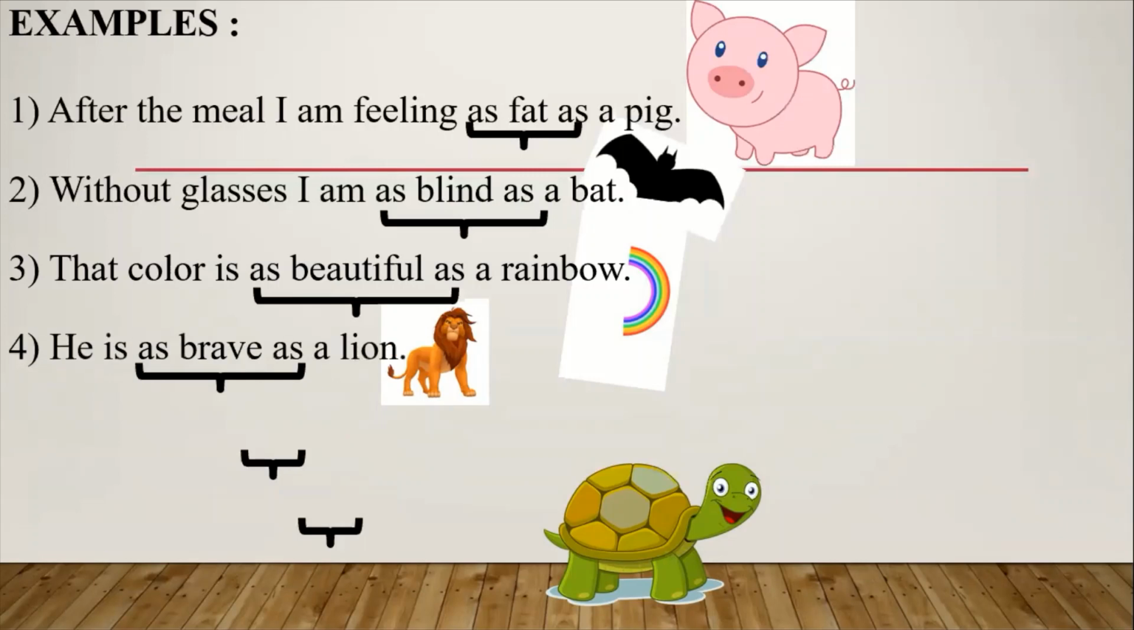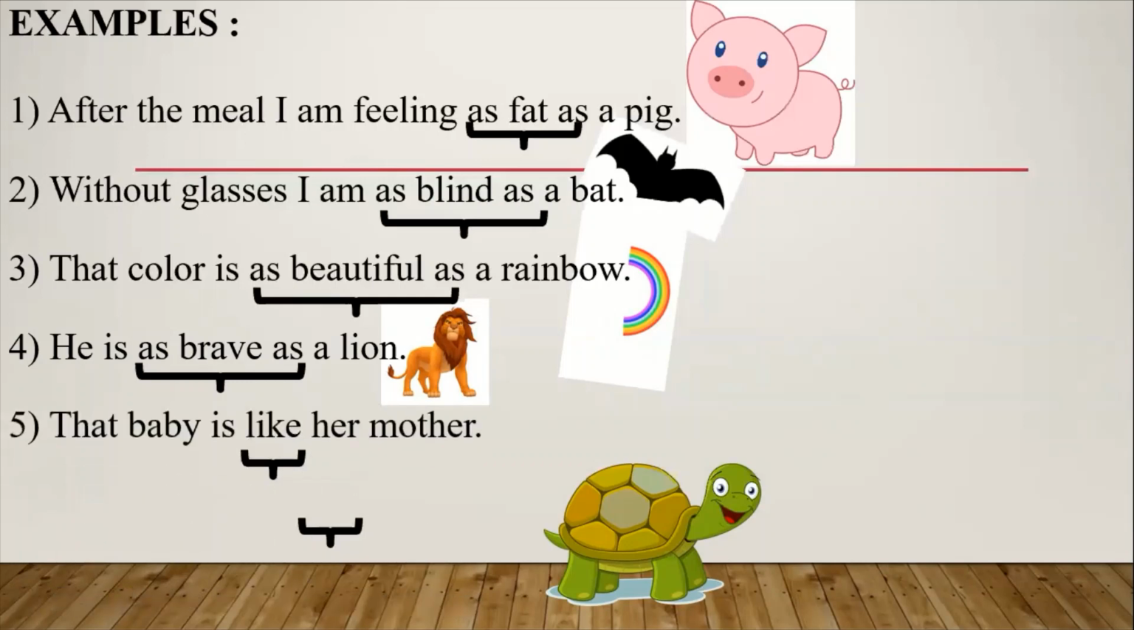Next one. He is as brave as a lion. You know, lion is the king of the jungle, so he must be brave. So when you see a person who's very brave, you can use the sentence, he is as brave as a lion, which means you're comparing this person to the bravery of the lion.